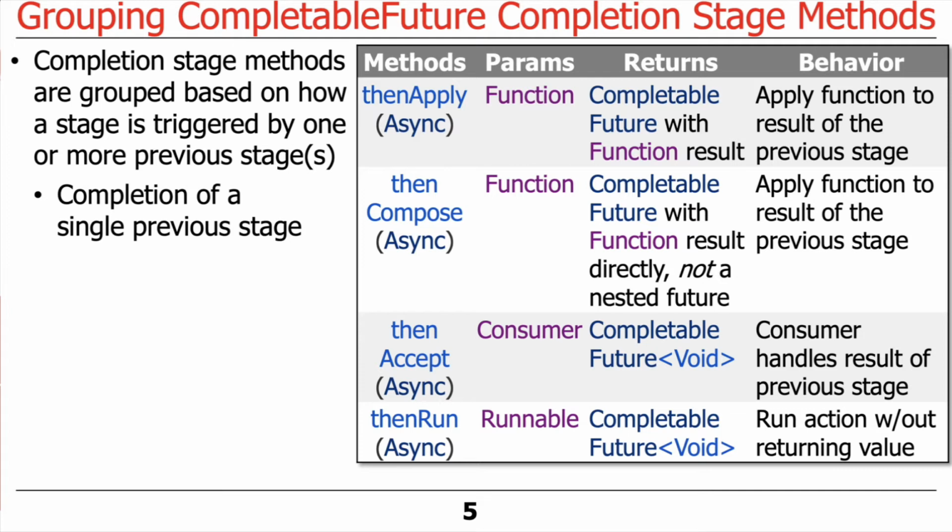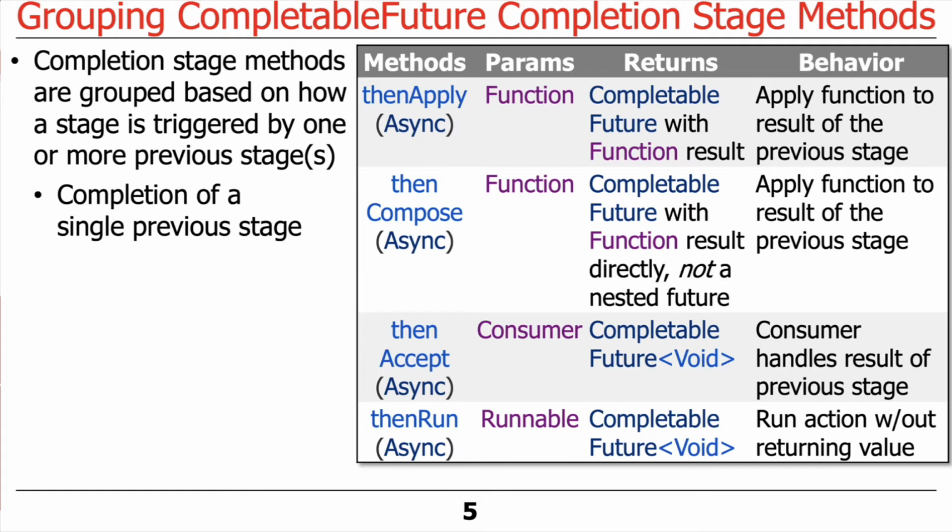The next method is thenAccept, and this is going to take a consumer and it returns a CompletableFuture with no value. So it's only there to be able to have some action run, but it doesn't actually return a result. It's typically used at the end of a chain of calls as the last one. And the consumer will handle the result of the previous stage when that stage result is ready. And finally, there's another method called thenRun, which takes a runnable instead of a consumer, and also returns no value.